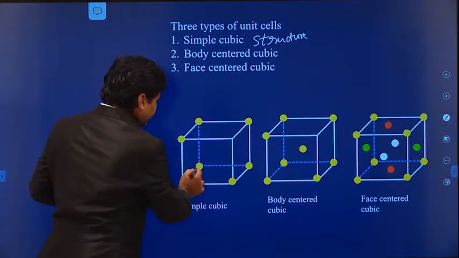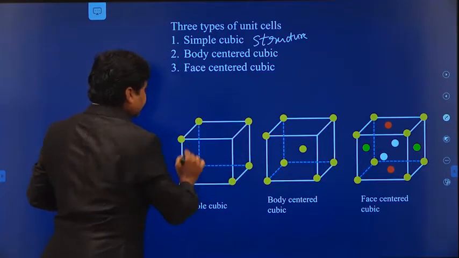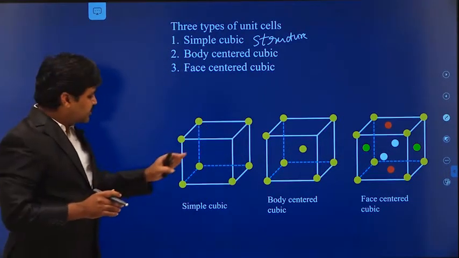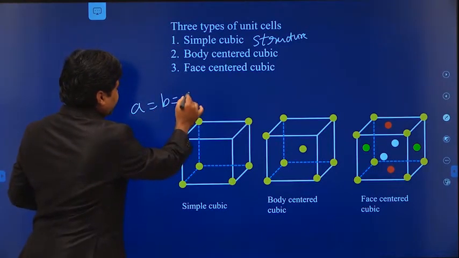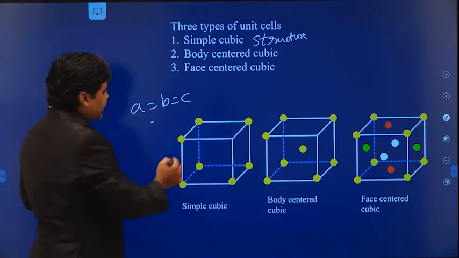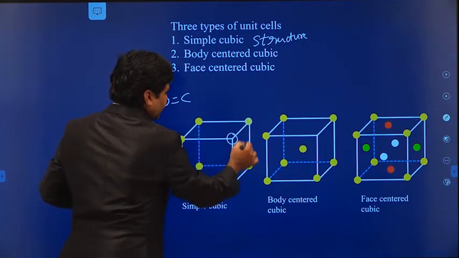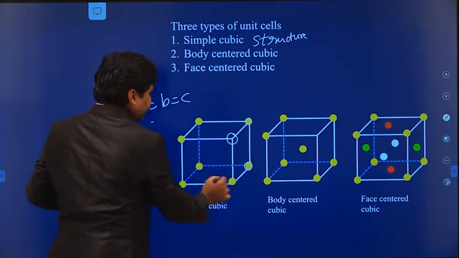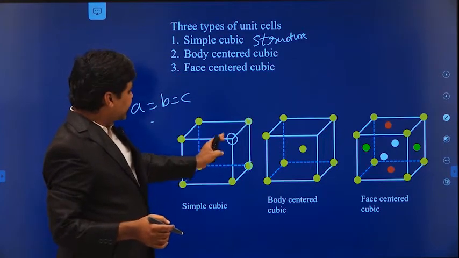So first one is the simple cubic structure. In the simple cubic structure, we have the lattice points only at the corners. So this is the cube. That means all sides are equal, A equal to B equal to C, and the atoms are located only at the corners. That means there are 8 corners, so it contains 8 atoms at the corners.